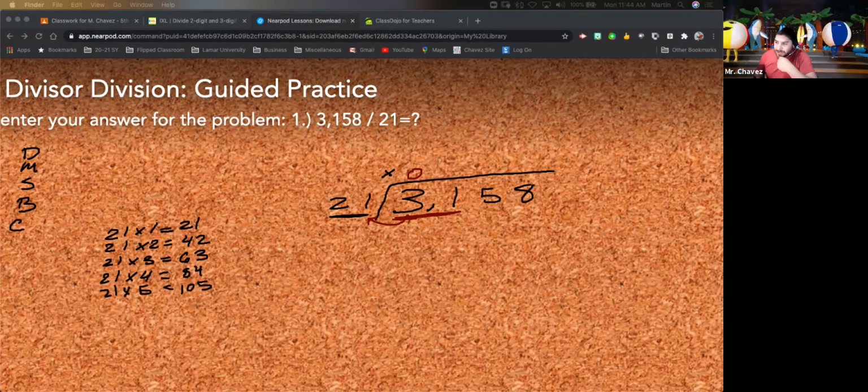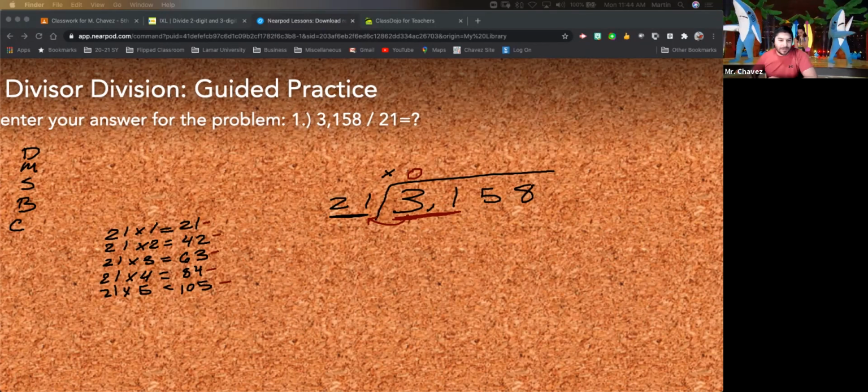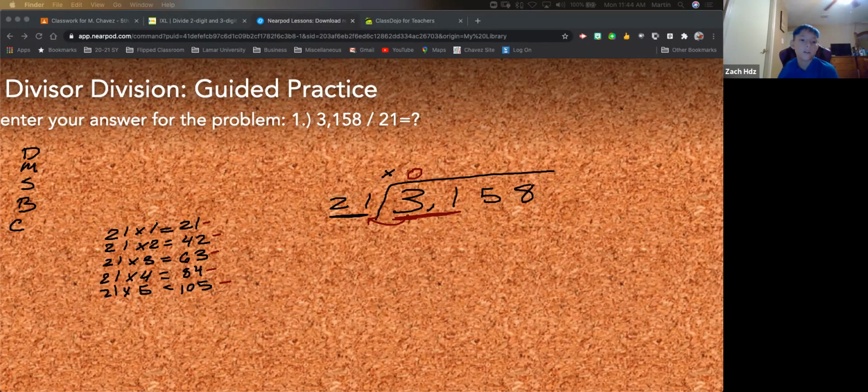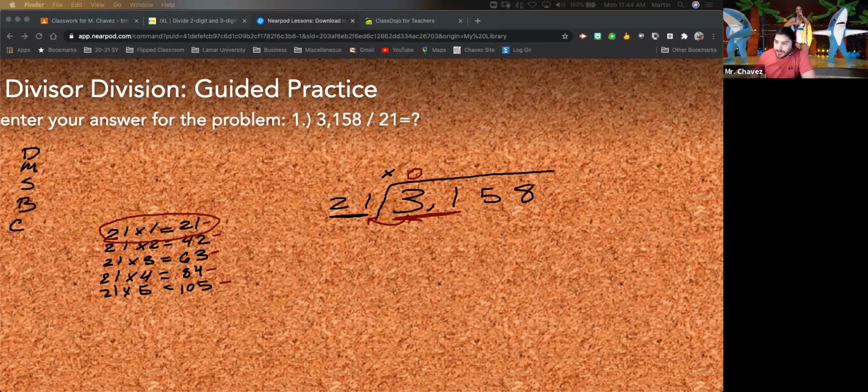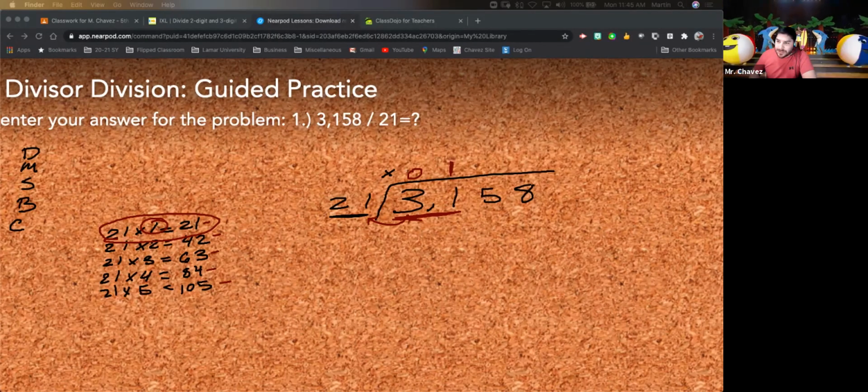Okay, so look at your dominoes. Which of these numbers is closest to 31? 21. Yeah, 21. You don't want to choose 42 because that's too big. You cannot get nothing bigger than 31. So we're going to choose this one. Circle the number 1 and put it on the roof. Once you put a 1 on the roof, you just divide it.